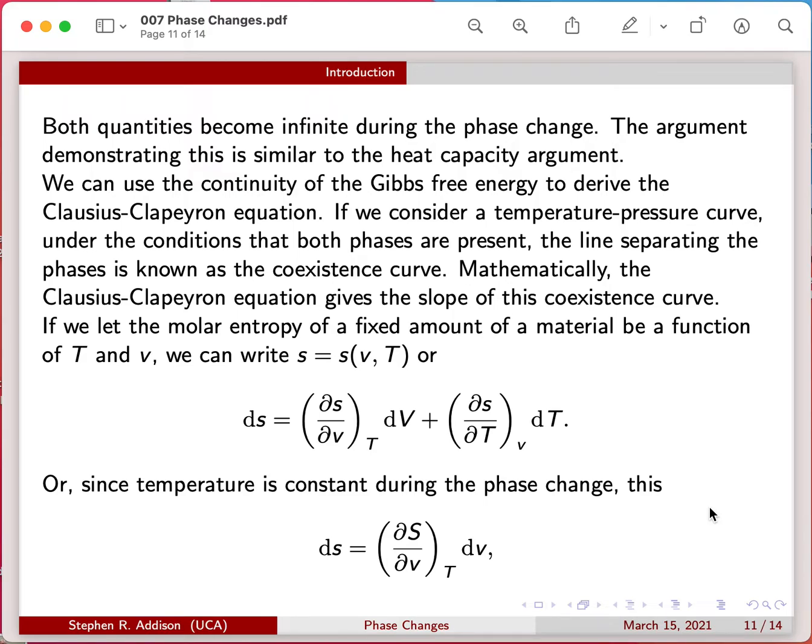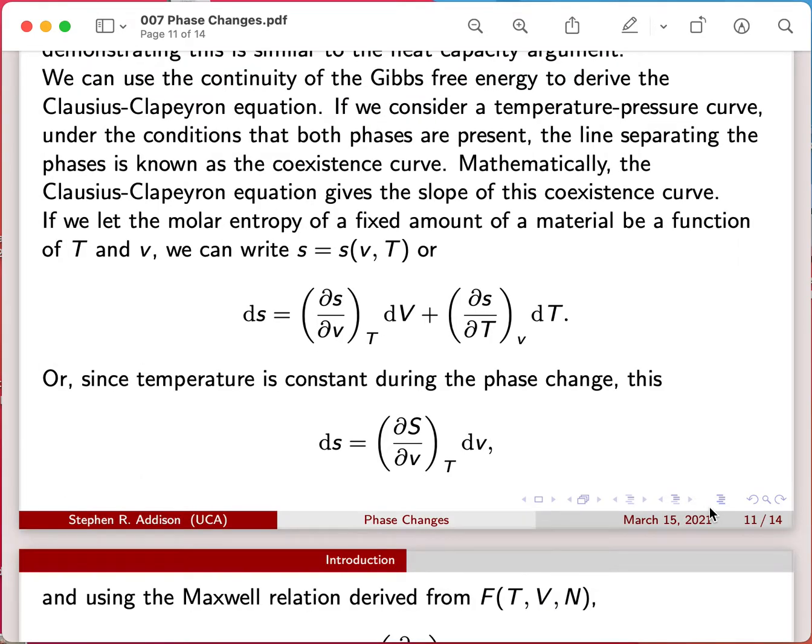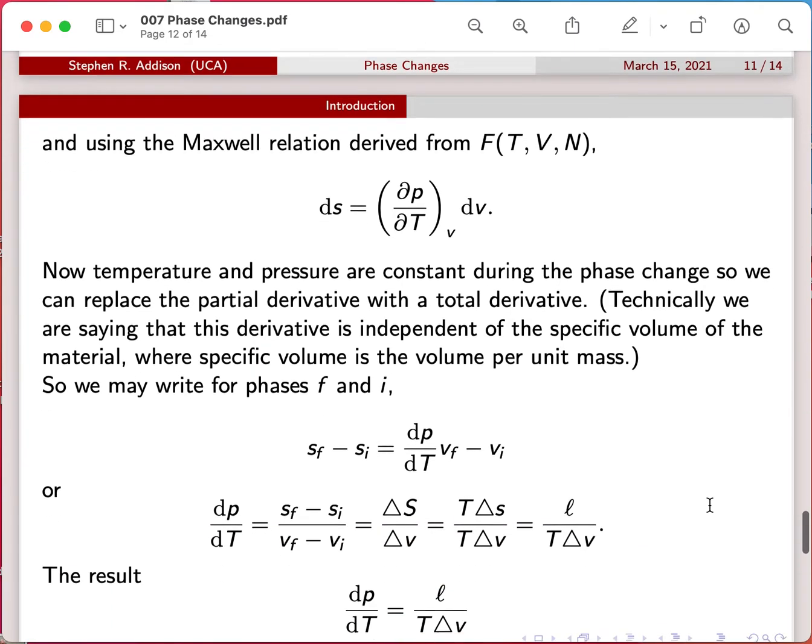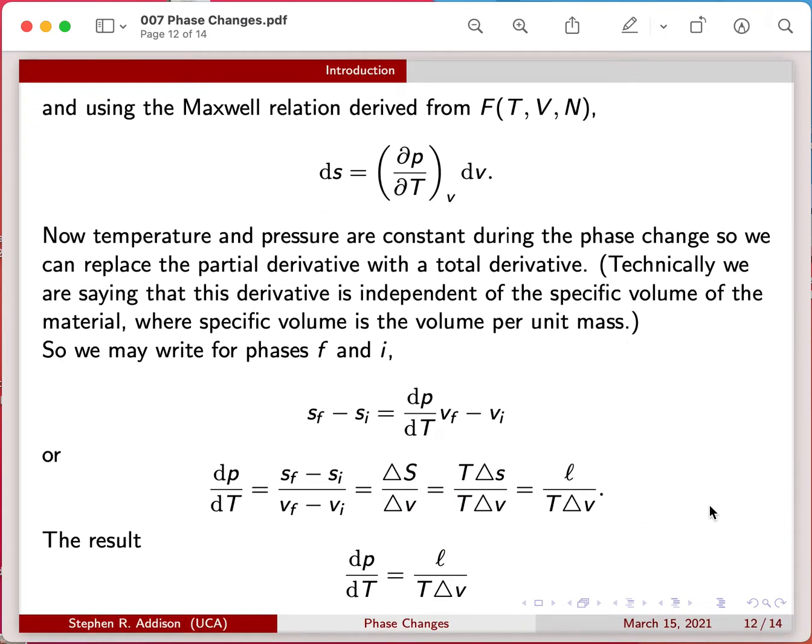And the next thing I'm going to do is derive the Clausius-Clapeyron equation. What we basically do is we write entropy as a function of volume and temperature. We're again looking at the molar entropy. And since temperature is constant during the phase change, that simplifies for us. So we only have the first term surviving. And we can use the Maxwell relation that comes from Helmholtz free energy to rewrite that expression. And there you see we have the Clausius-Clapeyron equation.